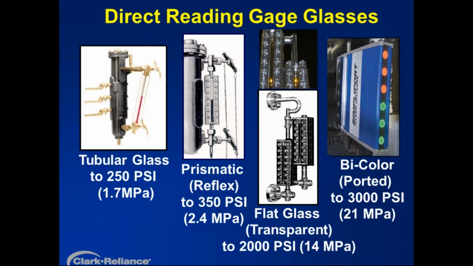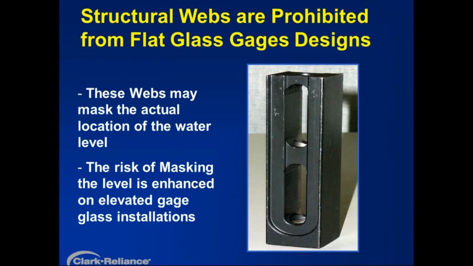So that covers the four types of gauge glasses. As we move on, one thing to note about gauge glasses: some gauge glasses that we'll call lightweight designs that are intended for process fluids are often designed with these structural webs like is shown here. That little web is in the middle of the viewing area of that flat glass gauge. Even though it has a port machined through it, it still can be an obstruction for the observer when they're trying to find the level, and it could mask the water level.